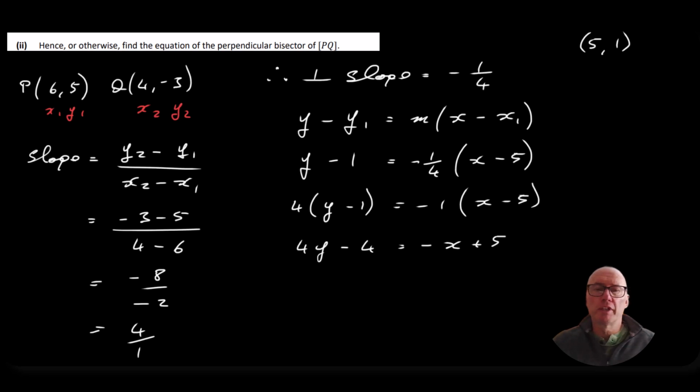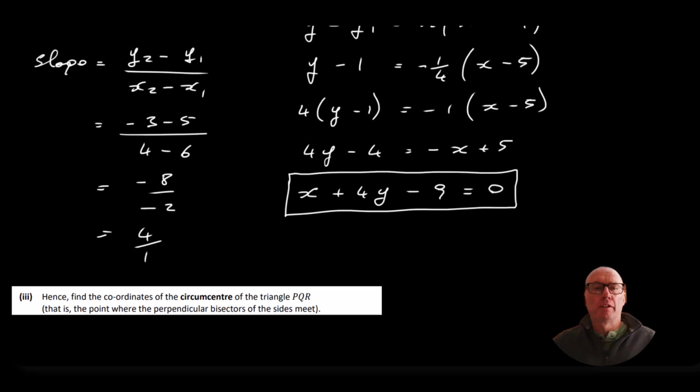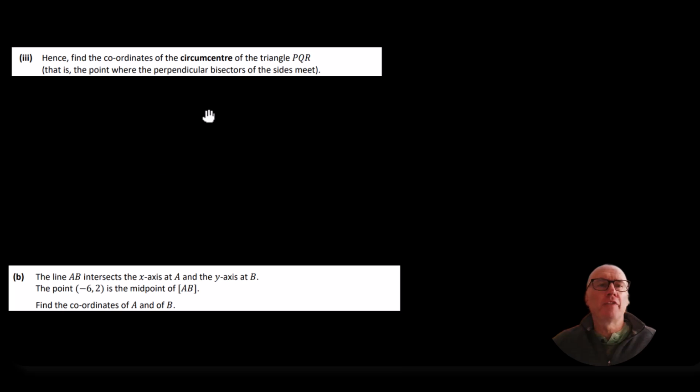Bring everything over to one side: x + 4y - 9 = 0. This is the equation of our perpendicular bisector. Okay, let's look at part 3. Hence find the coordinates of the circumcenter of the triangle PQR. That is the point where the perpendicular bisectors of the sides meet.